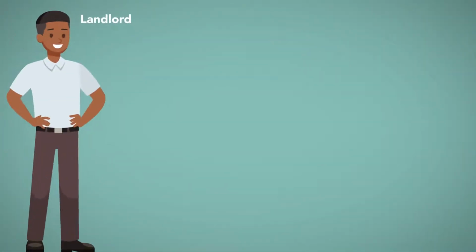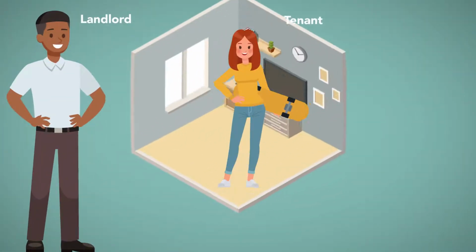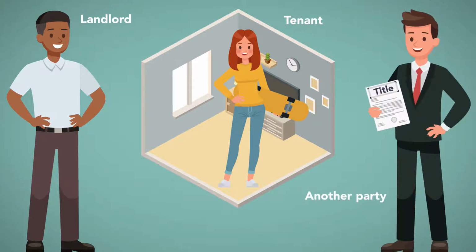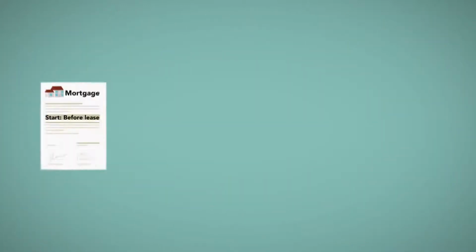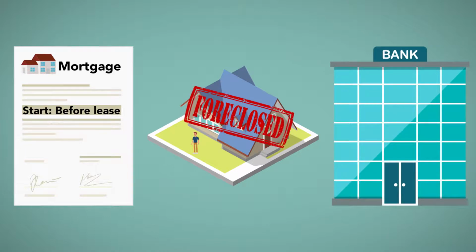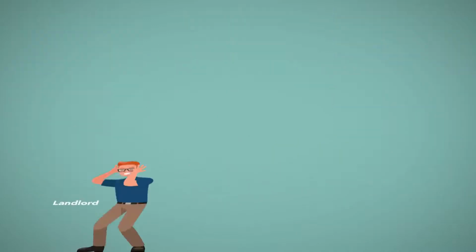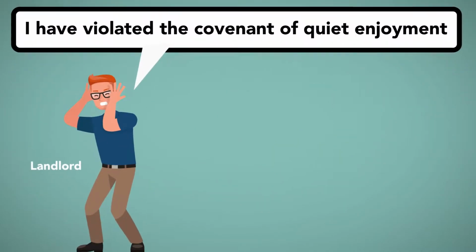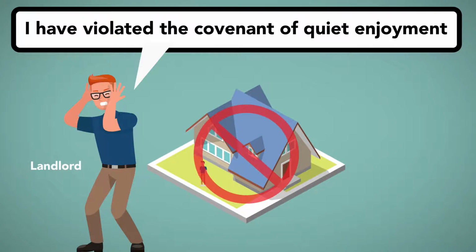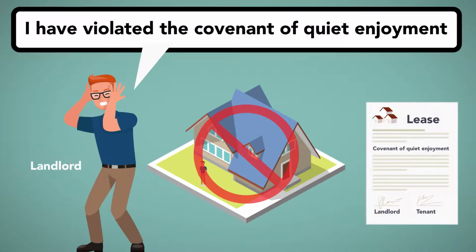The landlord must also guarantee that the tenant's right to occupy and possess the property will not be challenged by another party on the basis of presenting a better title to the property. For example, if there's a mortgage on the leased property which predates the lease, and a bank forecloses on the leased property, the bank assumes title to the property and may evict the tenant. Should this occur, the landlord has violated the covenant of quiet enjoyment since the tenant is no longer able to occupy and use the property in the way guaranteed in the lease.